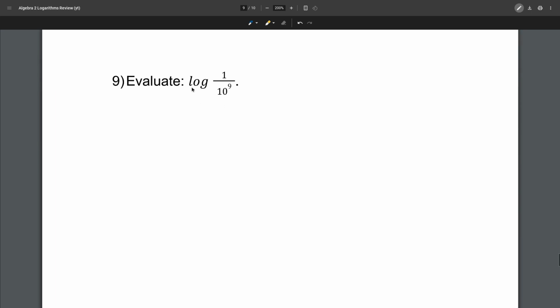Okay, next one. Evaluate the log of 1 over 10 to the 9th. So again, when you just have log, the base is 10. So we're saying 10 to what power equals 1 over 10 to the 9th. So again, I'm going to have a negative power here. I'm going to say 10 to the negative 9th power equals 1 over 10 to the 9th power. So my solution here is -9.